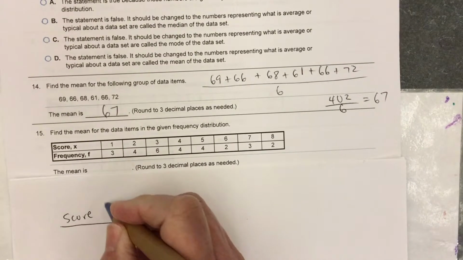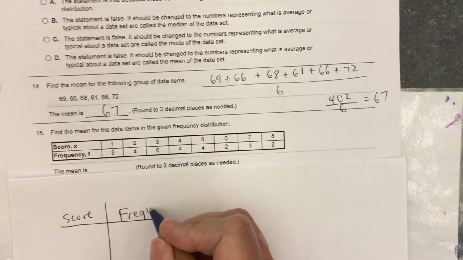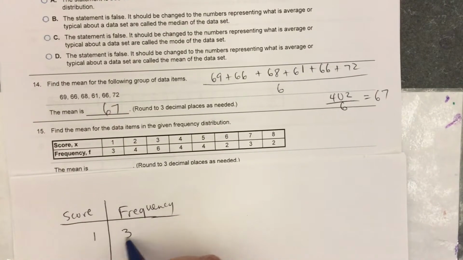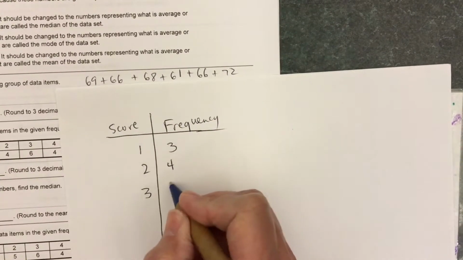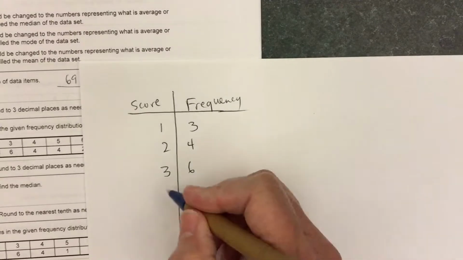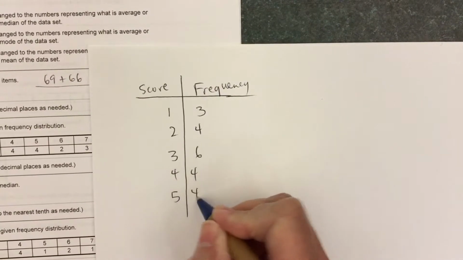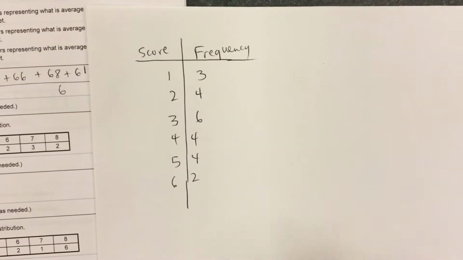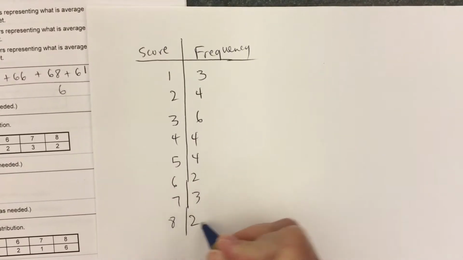Score, frequency. So the score of 1 had a frequency of 3. The score of 2 has a frequency of 4. A score of 3 has a frequency of 6. 4 has a frequency of 4. 5 has a frequency of 4. 6 has a frequency of 2. 7 has a frequency of 3. And 8 has a frequency of 2.